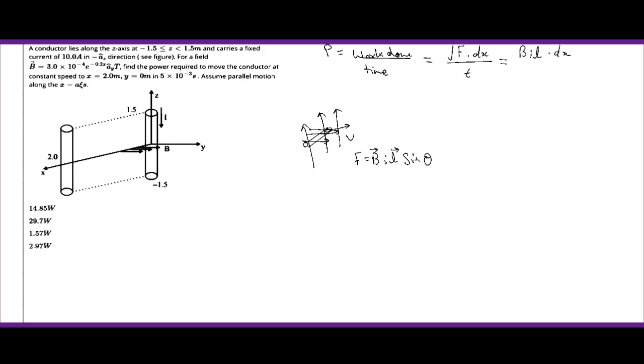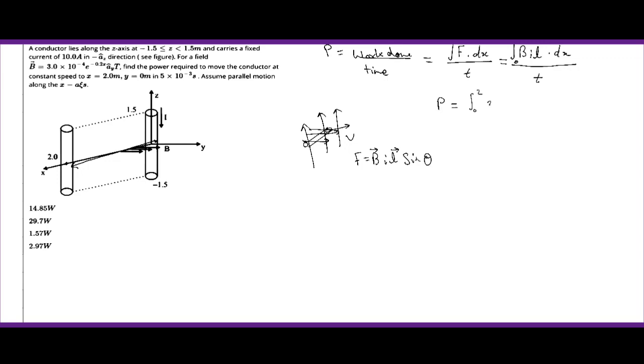dx, and this integration is to be done from the first position to the next position, that is from 0 in this direction to 2. So we have 0 to 2 limits, and we have the time in division. So this is the basic equation we got for the power. So power is equal to, we will put the values, 0 to 2 limit.